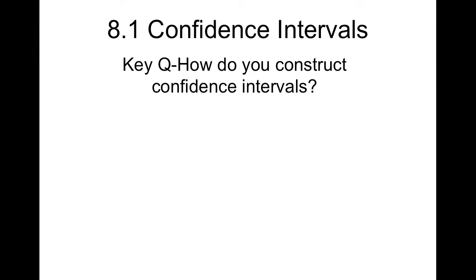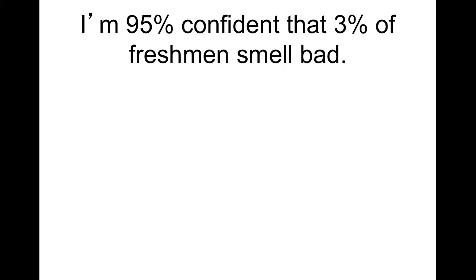So the first thing we're going to look at is confidence intervals. The reason you do a confidence interval is to give yourself a little wiggle room. I can make the statement, I'm 95% confident that 3% of freshmen smell bad. I'm locked into that 3% then. I'm not giving myself any leeway. Either it's too low or it's too high. It's exactly 3%. What a confidence interval does, it gives me a little wiggle room above or below that value as where the true answer can be.